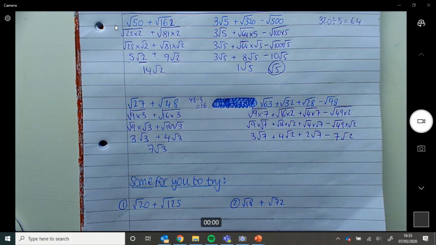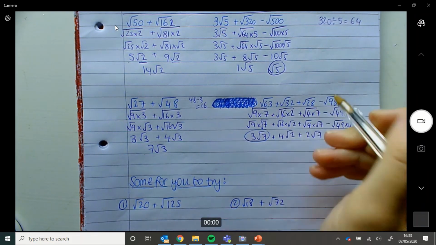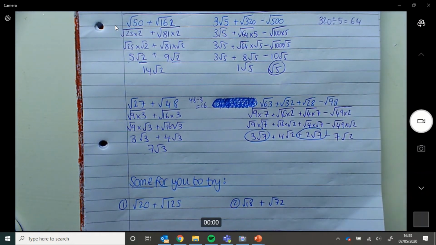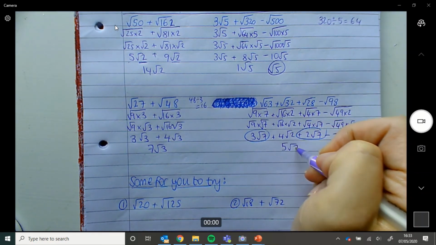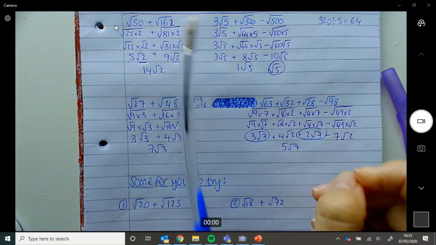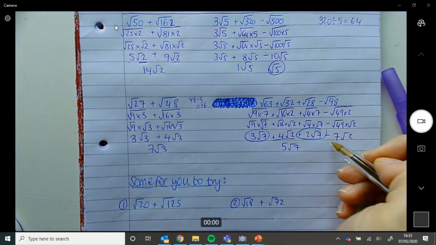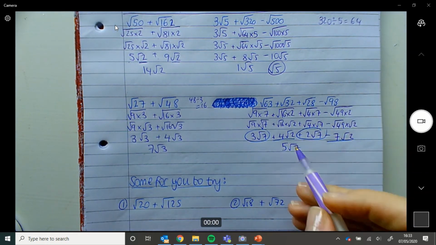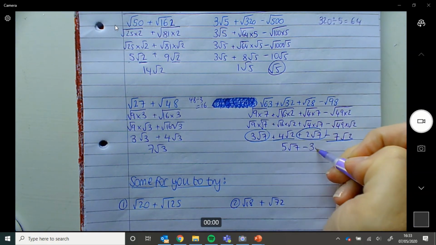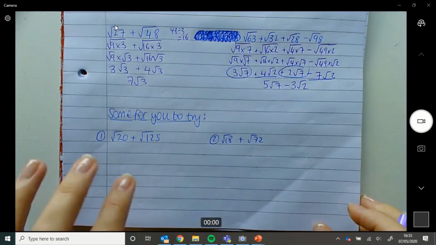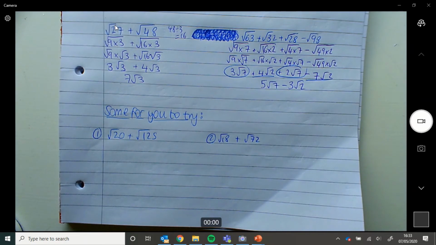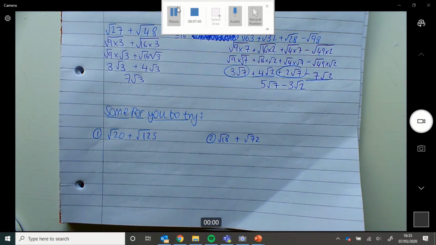Okay, well I can see here that I've got a few things with root 7 in. So that's 5 root 7. And then I've got a few things with root 2. 4 root 2, take away 7 root 2 is minus 3 root 2. Okay, 2 questions to have a go at. Pause the video and then I'll go through them shortly.